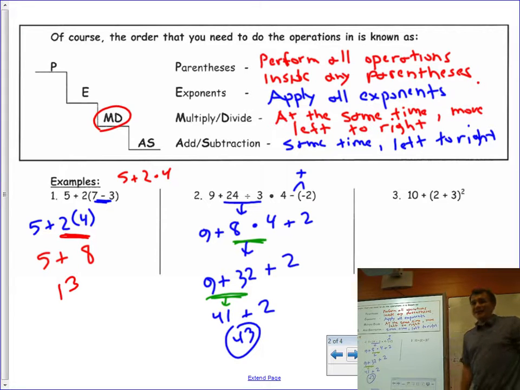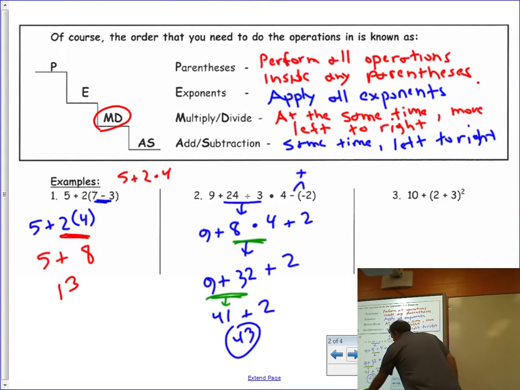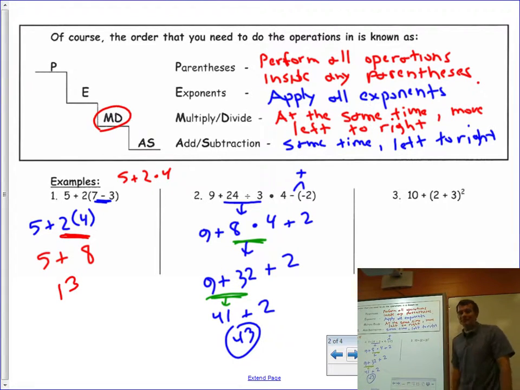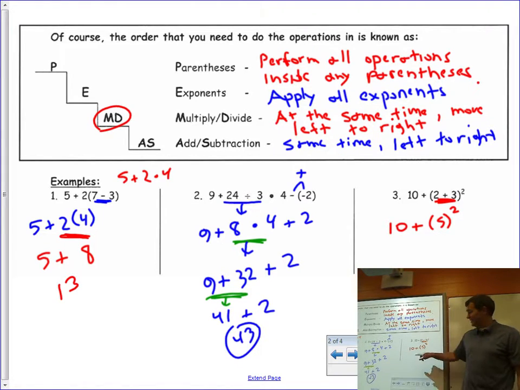In the last example, again, I'm going to start with parentheses. And this time I do see parentheses. There's something to do inside the parentheses. I can add the 2 and the 3 together. So I'm going to rewrite the problem, but I'm going to add the 2 and the 3 together. And this time I kept the parentheses because the parentheses have an exponent on it.